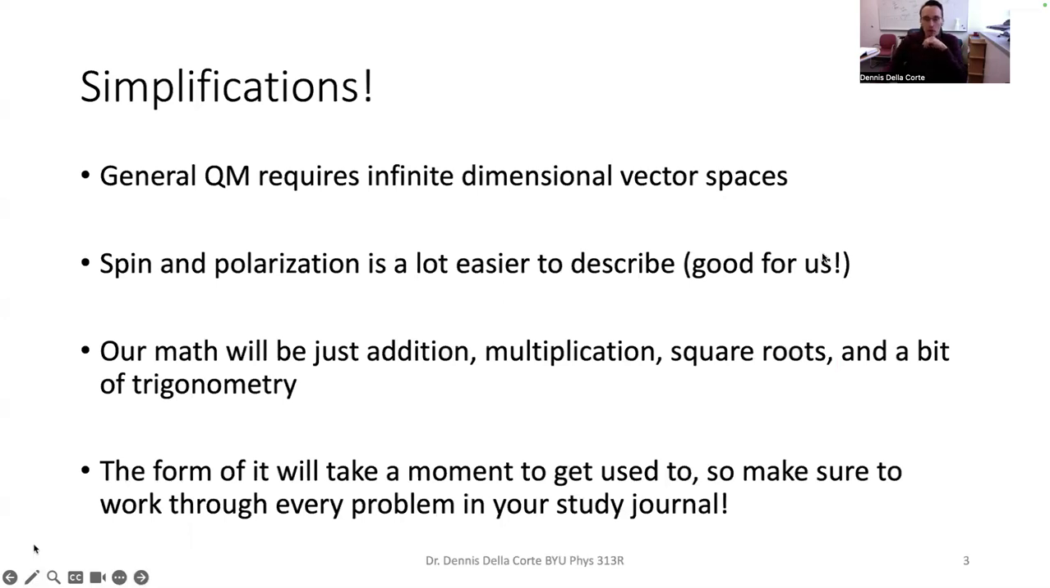Great. So first off, we're going to make a few simplifications in this class. In the general theory of quantum mechanics, one works with infinite dimensional vector spaces, which is something that we don't need because the spins and polarizations that we use to define qubits with don't need that at all. We can simplify the problems quite a bit. So the math that we are going to use is pretty much standard additions, multiplications, some square roots, and a bit of trigonometry. Now, the way we use these standard math operations is going to be in a new format that most of you won't be familiar with.